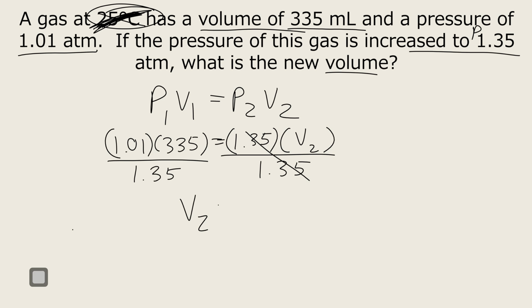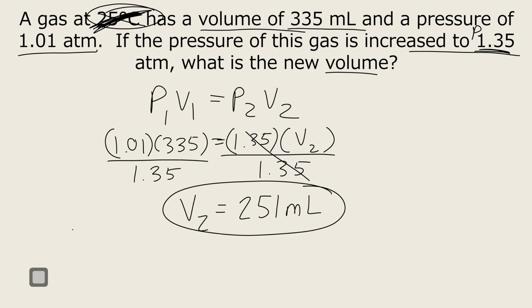My new volume, and think about what's happening. My pressure is increasing, which means my volume should decrease. Look at that. It decreased. It decreased to, sorry, I'm getting sig figs, 251 milliliters. The pressure increased, the volume decreased. All right, we're going to do basically just two more.